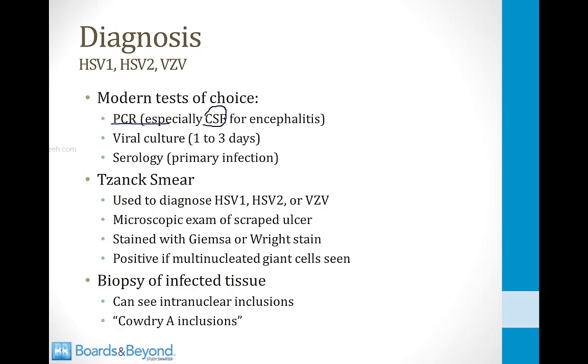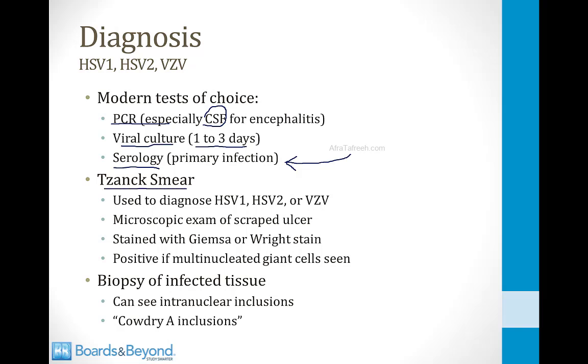You can test their cerebrospinal fluid. There's a viral culture that can be done. It takes several days for the virus to grow in culture. And there is serology to identify antibodies. This is most useful in primary infection. People who have a reactivation will have positive serology from the primary infection they may have had in the past.